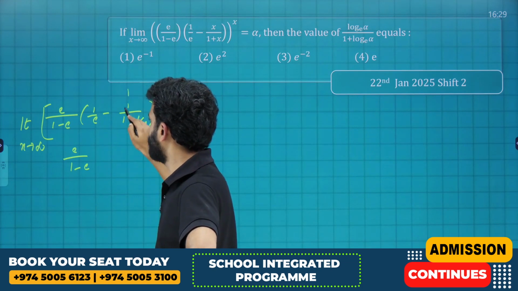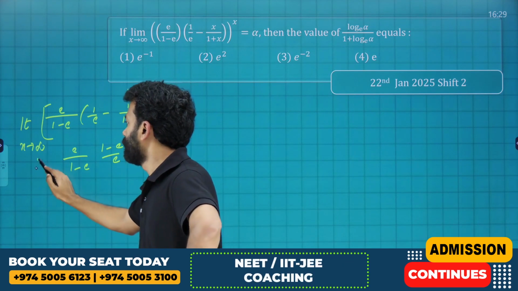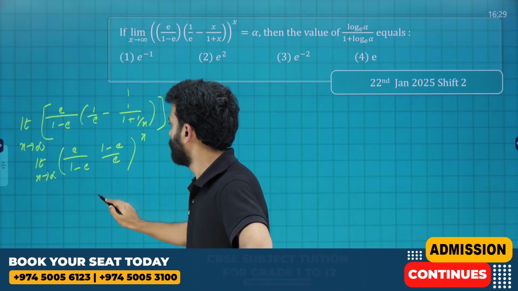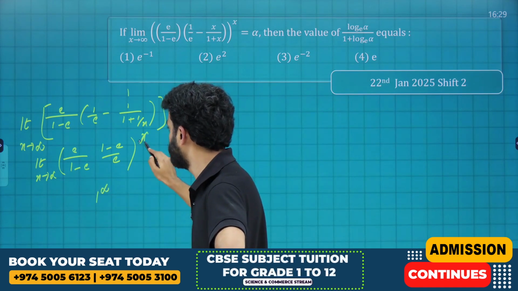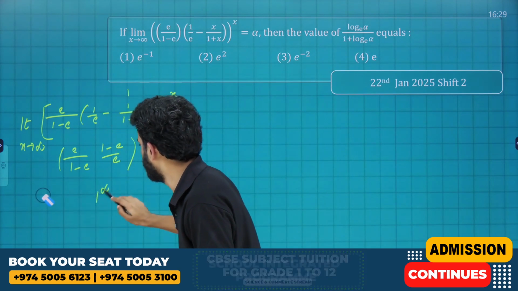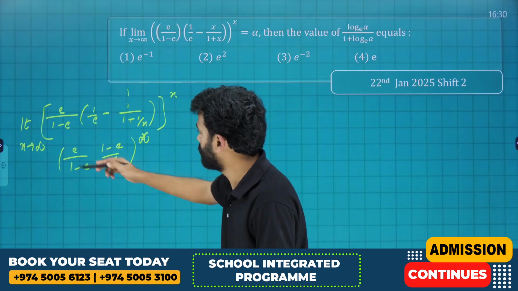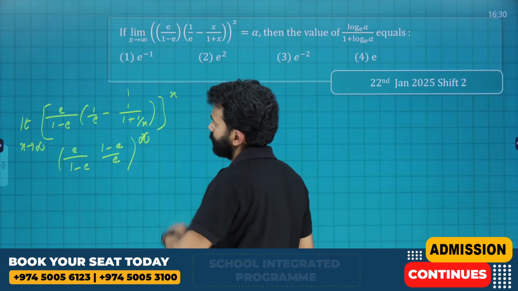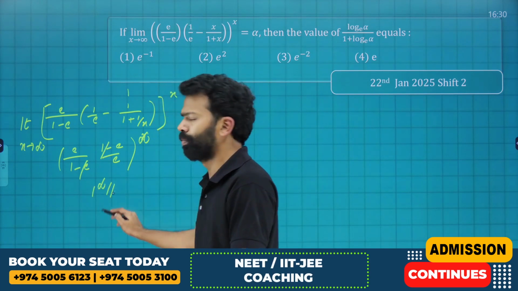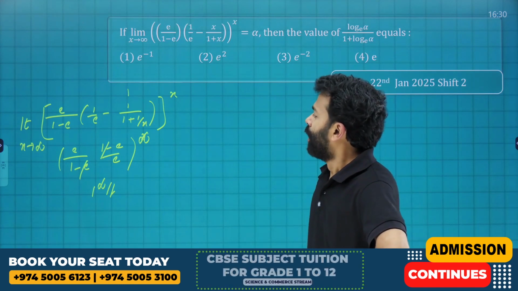Here we have 1 by e and this becomes 1. If we cross multiply, this becomes (1-e)/e, exactly the same as the previous one, raised to x. So this becomes 1 raised to infinity. Sorry, I have applied the limit here, so we cannot use limit again. Since I have applied limit here, it becomes 0 and this becomes infinity. So after simplification, it will be in 1 raised to infinity form. Are you familiar with that? We just discussed that question just before.